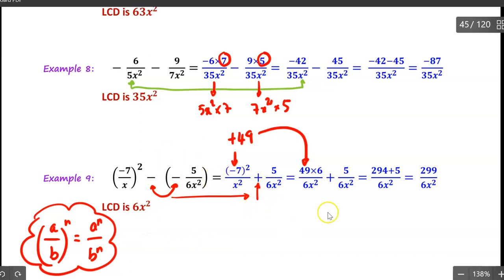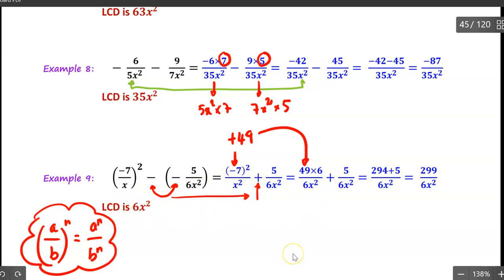And then after this, you apply the equivalent fraction step because your lowest common denominator is 6x squared. Between this is 6 and this is a 1 in front of x, right? So it should be 1 and 6. The lowest common multiple is 6. Between x squared and x, the lowest common multiple is x squared. Therefore, the lowest common denominator is 6x squared.